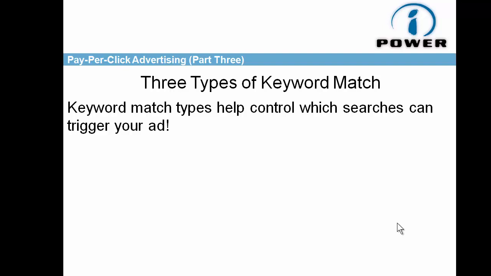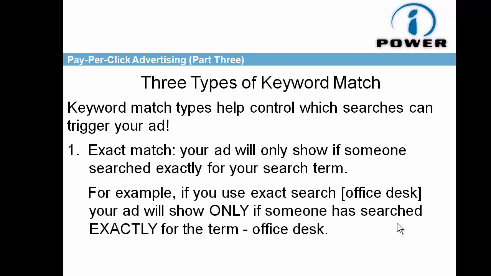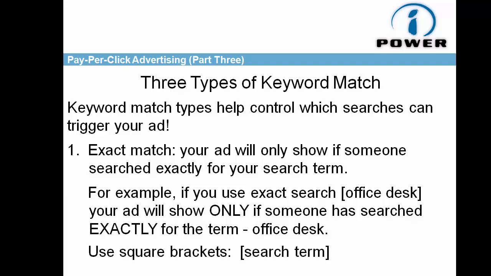If you use, for example, exact match, your ad will only show if someone searched exactly for your search term. In other words, if you, for example, specify Office Desk, and note that you need to use these square brackets to specify exact search. So if you specify exactly Office Desk, your ad will only show if someone has searched exactly for the term Office Desk, and that's it. So only those people who search for Office Desk will see your ad. And remember to use square brackets when specifying the search term.